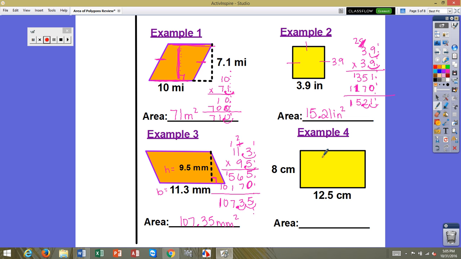Okay. Last example, we have a rectangle. Base is 12.5. Height is 8. So we're going to multiply 12.5 times 8. 5 times 8 is 40. Carry the 4. 8 times 2 is 16 plus 4 is 20. Carry the 2. 8 times 1 is 8 plus 2 is 10. Bring down your 10. Again, draw that wall. There's one number between the decimal and the wall. Move your decimal over 1 time in your answer. 100 centimeters squared would be our answer.